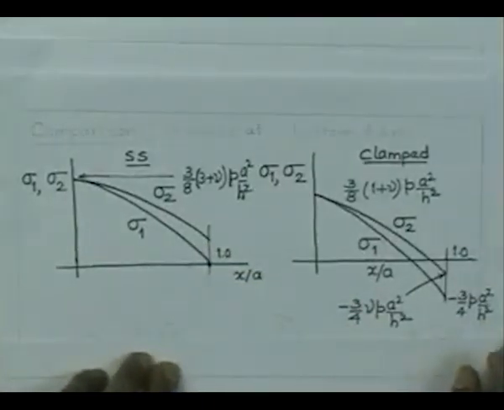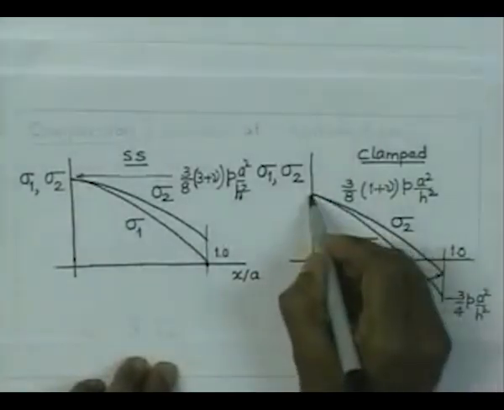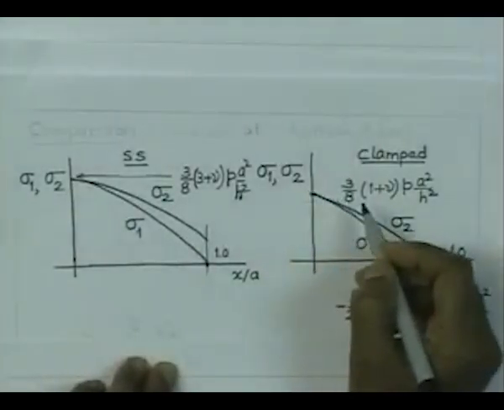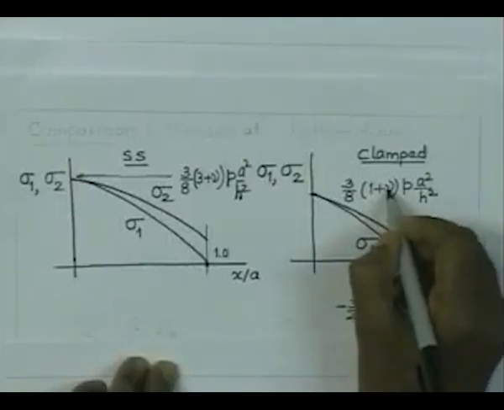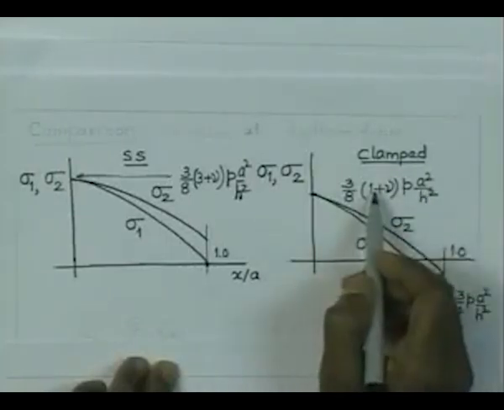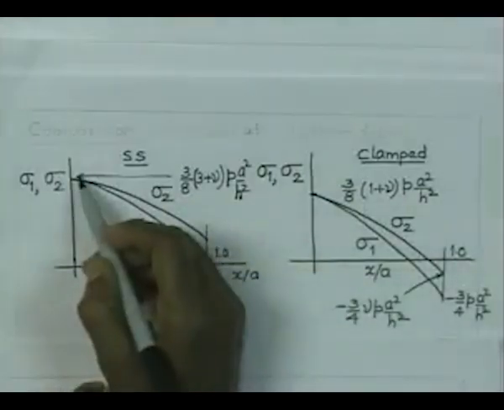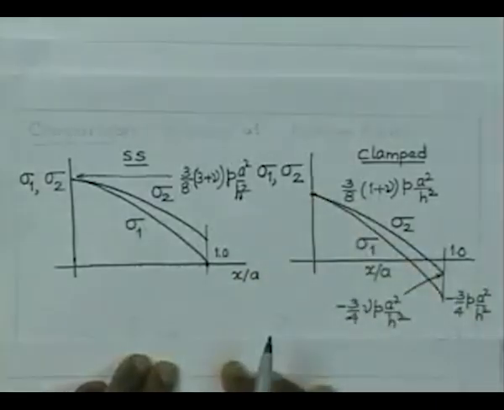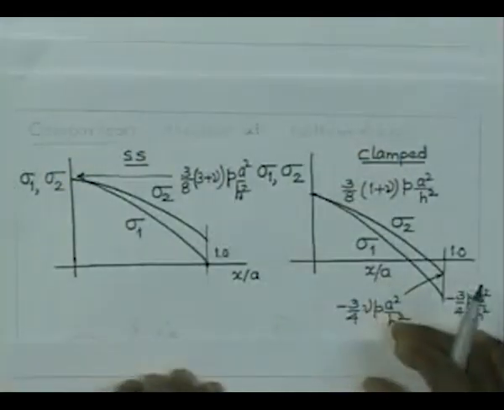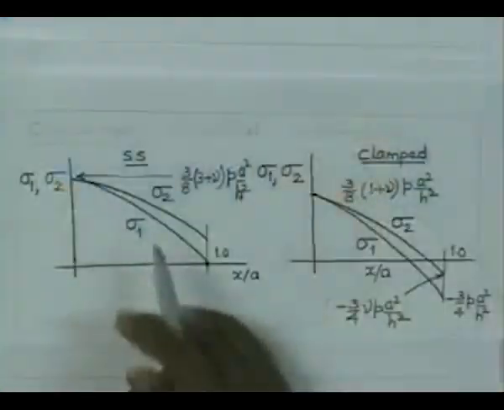Now, note that the stress at the center in the clamped plate is much less. If you forget about the value of nu, which is less than 1, the stress in the case of simply supported plate is almost 3 times that in the case of clamped plate. So, higher stresses are going to develop at the center of the simply supported plate. And if you remember, the maximum deflection is also going to be higher in the case of the simply supported plate.